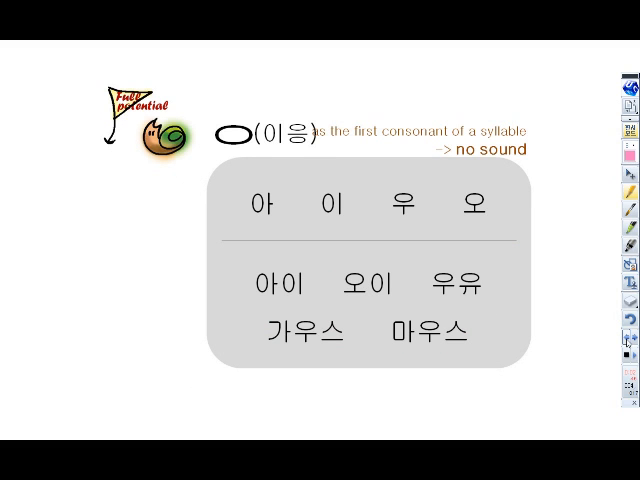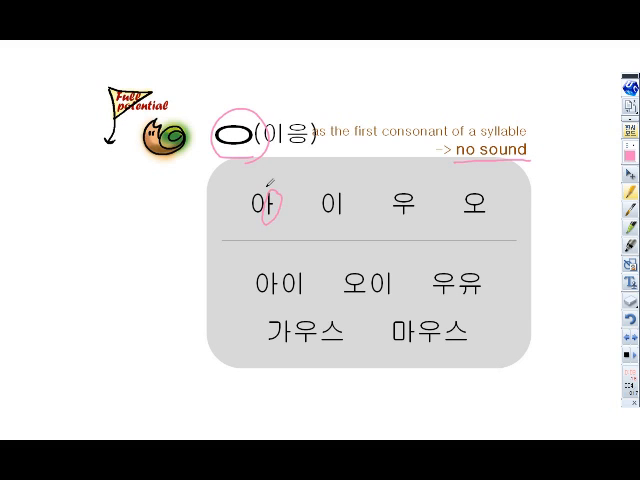Before we actually study how to make a syllable with 3 characters, we are going to learn one more consonant. This is 이응. 이응, the circle, as the first consonant of a syllable, it has no sound. So, the sounds are A, I, U, O. Without iung, we can already pronounce this vowel as a.